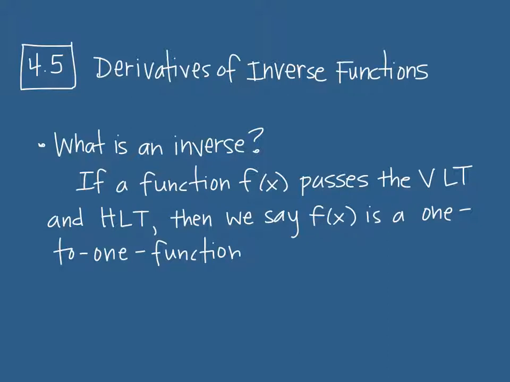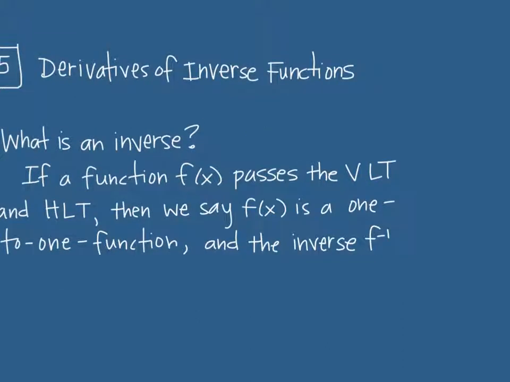If you're just a VLT, you can have a y paired with multiple x's. But if you're a one-to-one function, then it goes both ways. A single x is only ever paired with a single y, and a single y is only ever paired with a single x. That's what's called a one-to-one function. If it's a one-to-one function, then the inverse exists, and the inverse notation is f negative 1 of x.